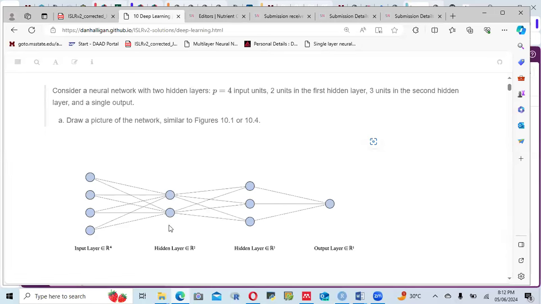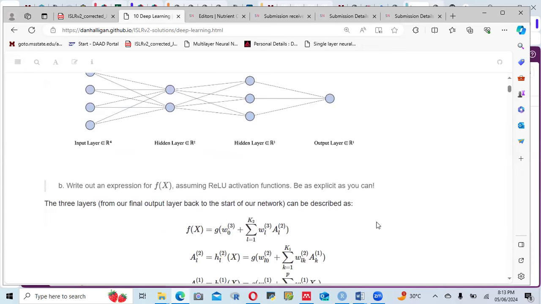The first hidden layer has two units. The second hidden layer has three units. Then this is our output layer, which we are going to use to make the prediction for the response variable. The second question says we should write out an expression for f of x, assuming the rectified linear unit activation function, and they say we should be as explicit as we can.